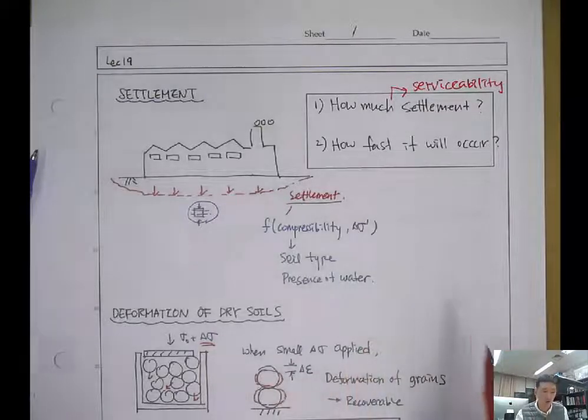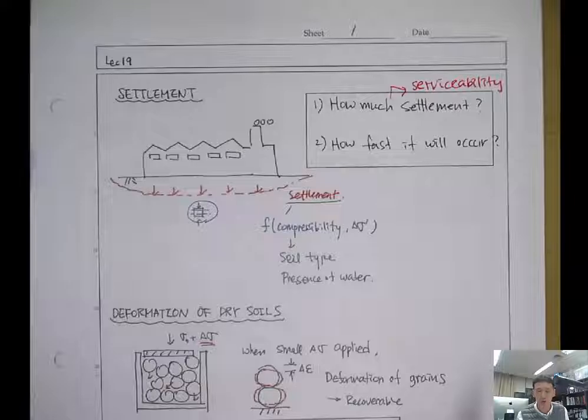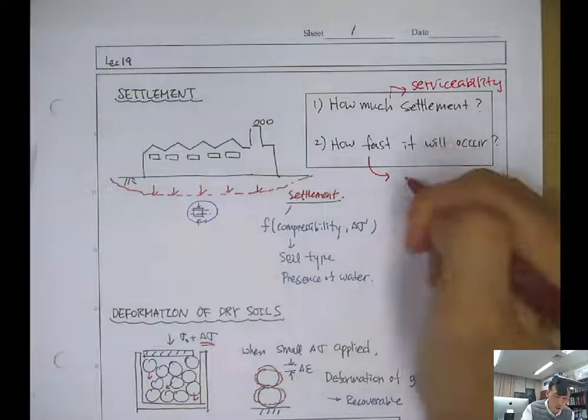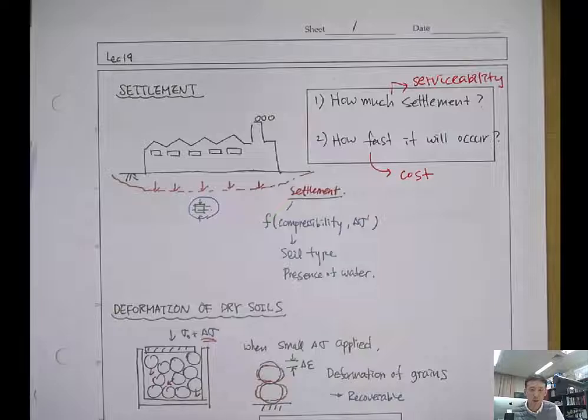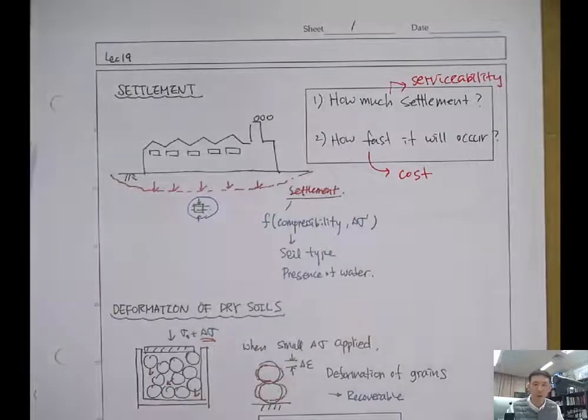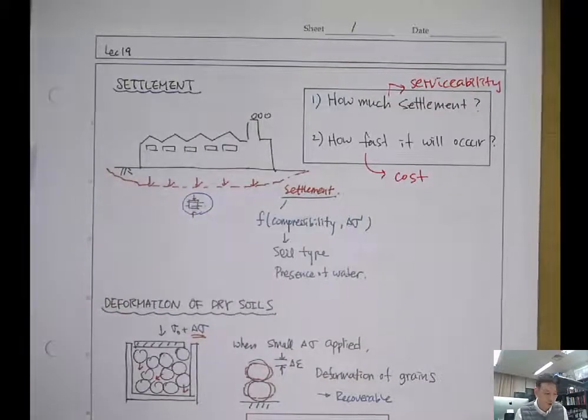And the second question is, for example, the settlement occurs, eventually it's gonna be maybe 20 centimeters. Then how long will it take to reach the 20 centimeter settlement? Will it take 2 years, 10 years, or like 2 months or 2 weeks? So, and this will be related to the cost of the construction. Right? Should we wait until it settles, like 90% of it or 50% of it? That kind of a decision we'll have to make.